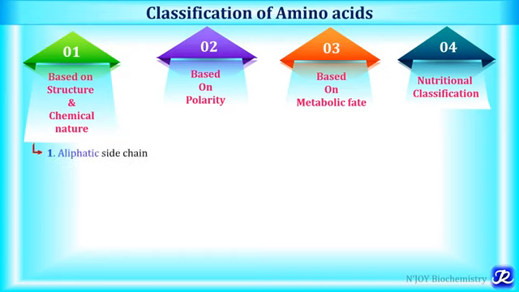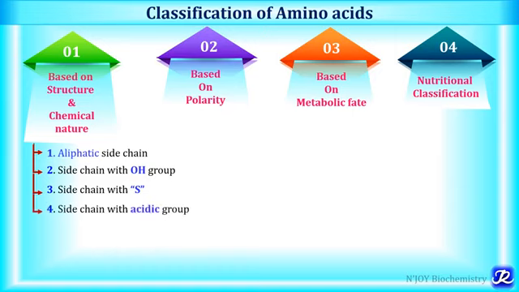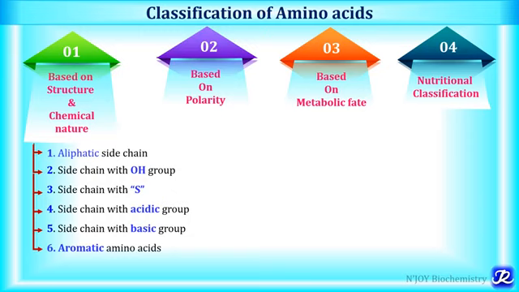The first type of classification, which is based on structure and chemical nature, is again classified into 7 subgroups. The first one is amino acids containing an aliphatic side chain. Second, with a side chain containing a hydroxylic group. Third, with a side chain containing sulfur, that is sulfur containing amino acids. Fourth, having a side chain with an acidic group, that is acidic amino acids and their amides. Fifth is side chain with basic groups which constitute basic amino acids. Sixth is aromatic amino acids and seventh is imino acids.